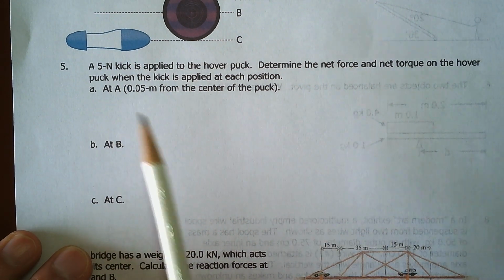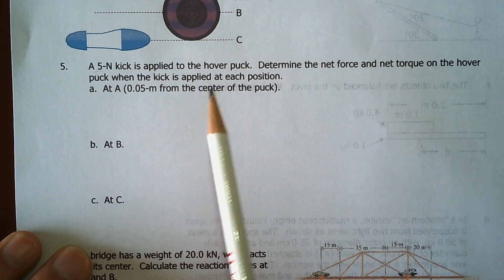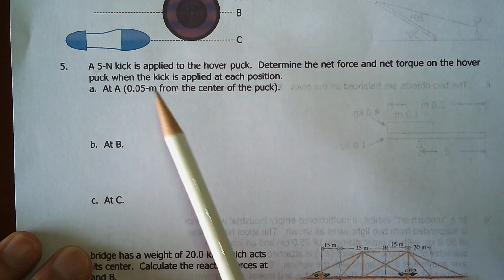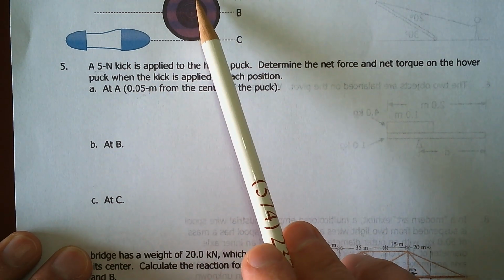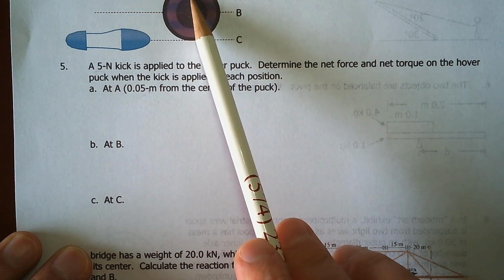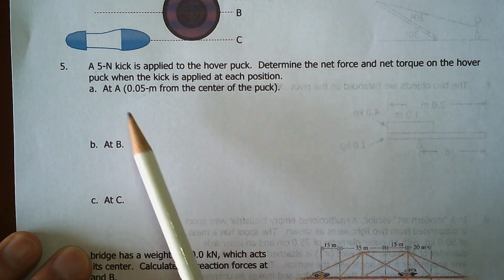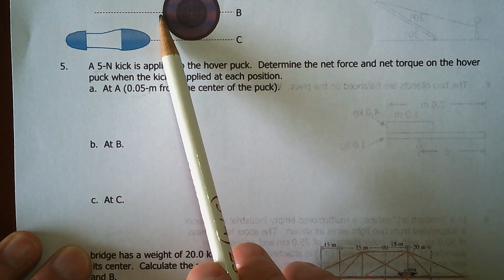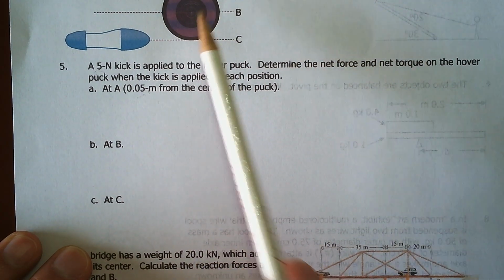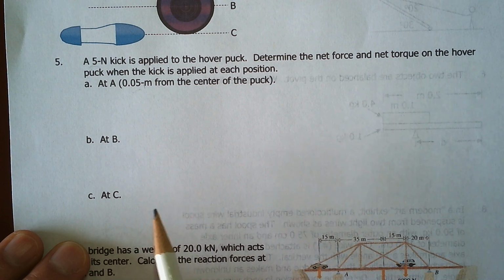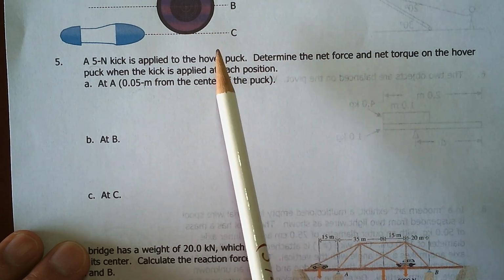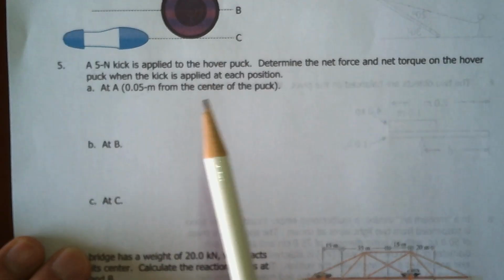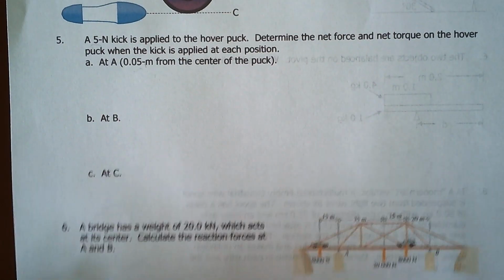So at A, that would be 5 times, well, it's 0.05 meters away, so 5 times the distance of 0.05 times, well, that would be perpendicular to the radius, so that's sine of 90. So 5 times 0.05 times sine of 90. At B, the torque would be 0 because it goes right through the center, so R would be 0. At C, it's going to be 5 times, that would be half of that, which would be 0.1 times the sine of 90.